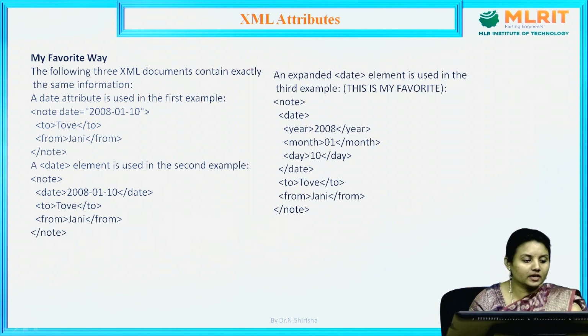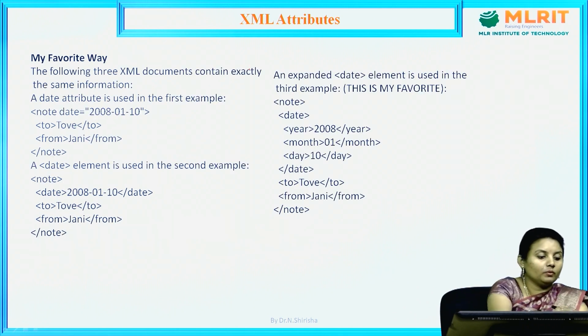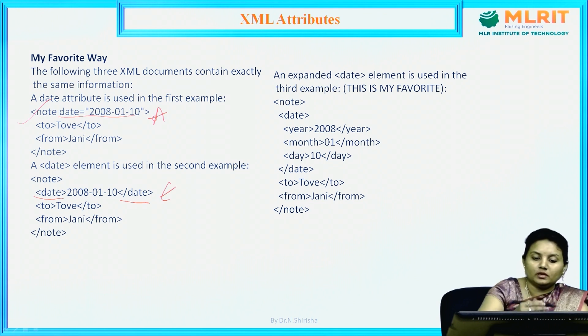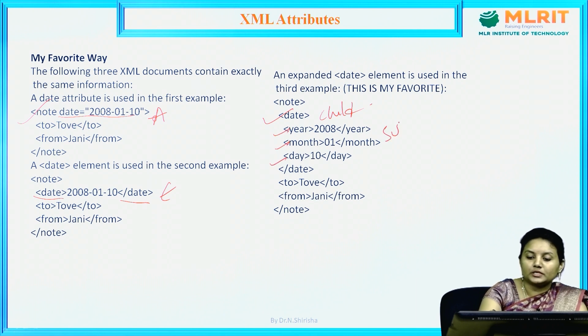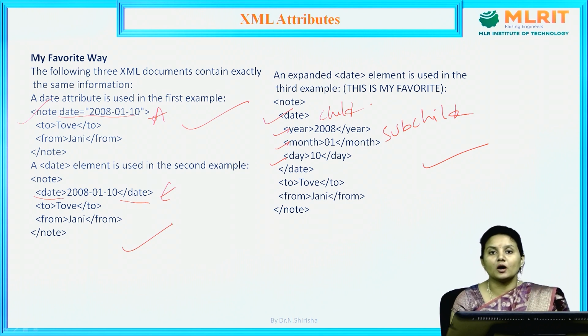And here I have a date attribute. So I am using the date as an attribute for note. And in this example, I am giving the date as an element. This is an attribute. Here I am giving date as a child tag, and year, month, day are sub-child tags. This is also fine. This is also fine. There is no specific rule on how to define the same information, as an element, as an attribute, or as sub-child tags. Anything you can use.